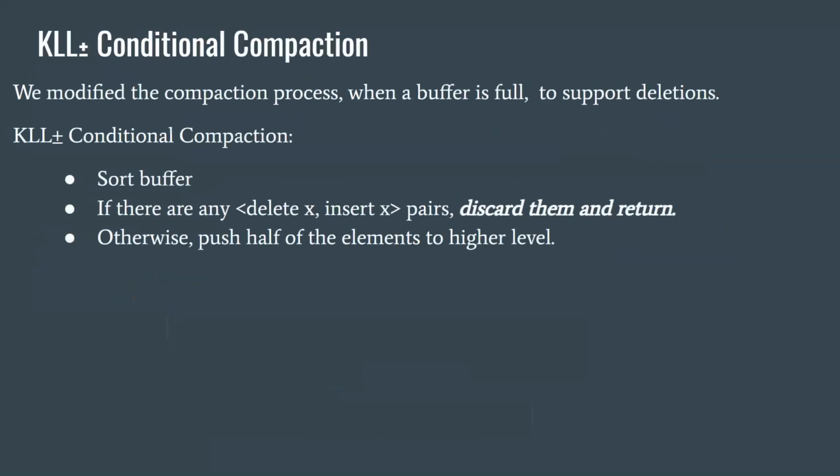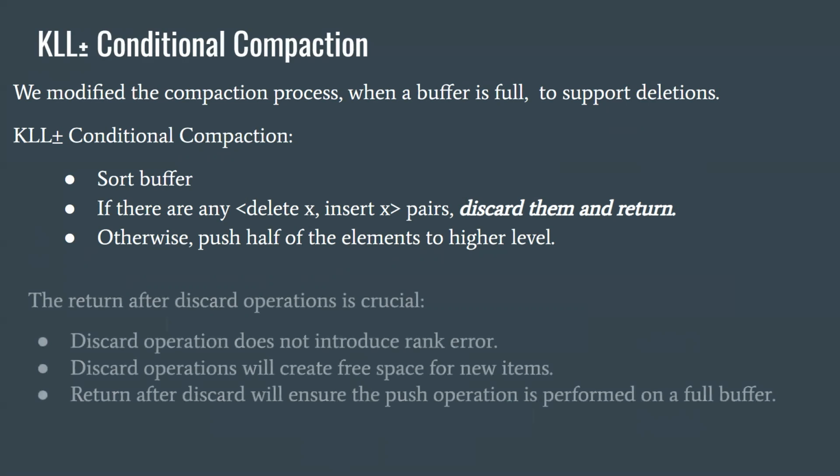To support deletions, we proposed the conditional compaction process. Our previous compactions sort the buffer and then push half of the elements. In KLL plus minus, we buffer the deletes. The conditional compaction process is, we first sort the buffer. If there are any delete-insert pairs, we discard them and return. Otherwise, we push half of the elements. The return after discard operation is crucial. Discard operation does not introduce any rank error, and will create new free spaces. Returning after discard will ensure the push operation is performed on a full buffer.